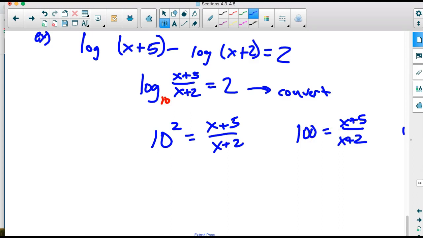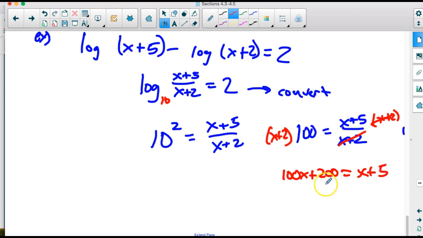We multiply by the denominator, x plus 2 on both sides. We get 100x plus 200 equals, this side crosses out here, reduces to 1, so it just gives you x plus 5 there. So we're going to have, subtracting the x, we're going to have 99x equals, subtracting the 200, negative 195. So my answer is negative 195 divided by 99.